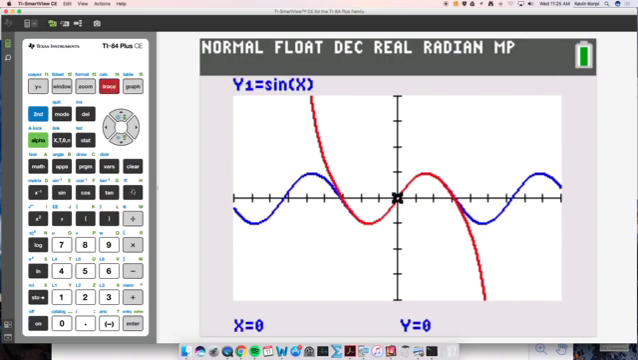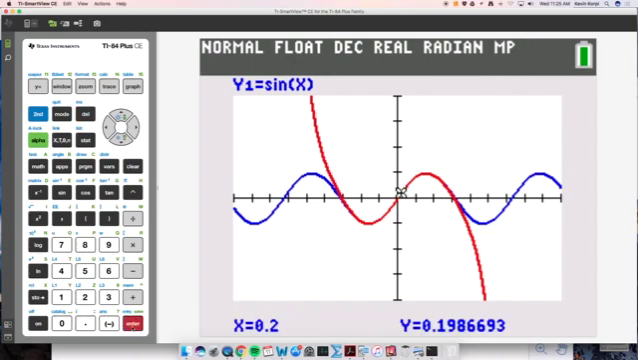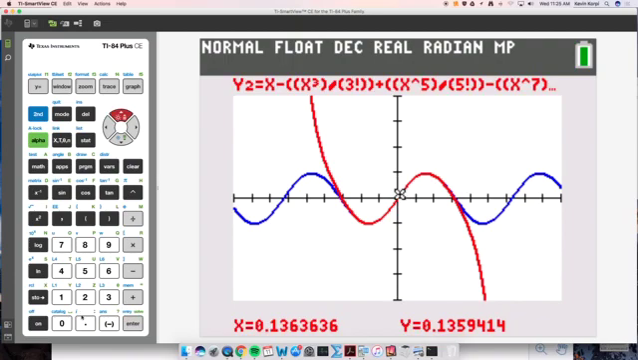So if you wanted to hit trace, type in 0.2 again. Oops, not 0.22, 0.2. You get 0.198669. Click up, 0.2, 0.198669. Holy moly. With a 7th degree polynomial, they're not really supposed to be the same, but our calculator is not storing or showing enough digits. These are already the exact same to 7 decimal places, just by going out to a 7th degree polynomial. So if you wanted that level of accuracy, you could go out a little bit further.